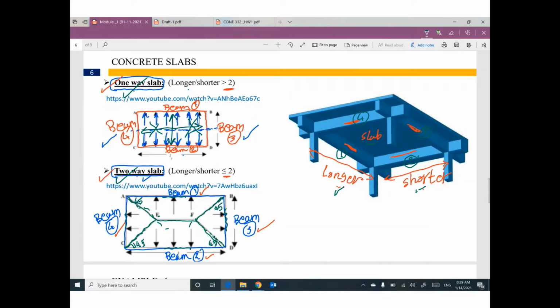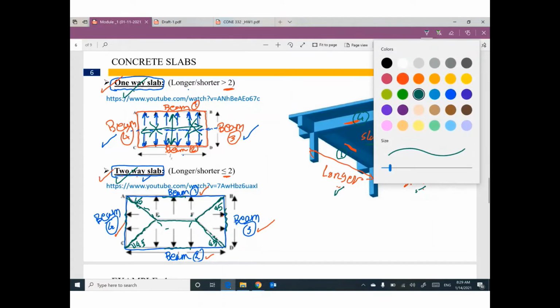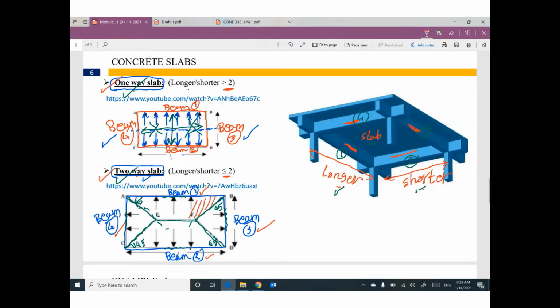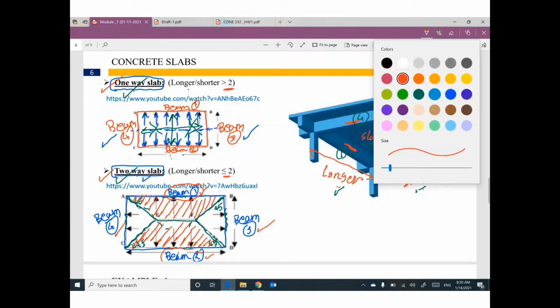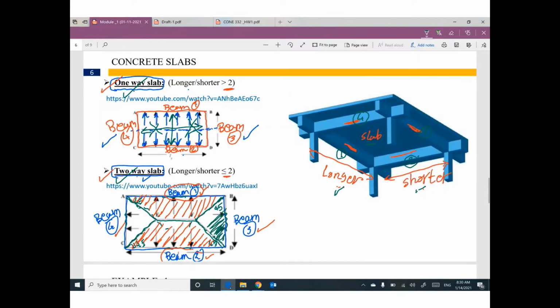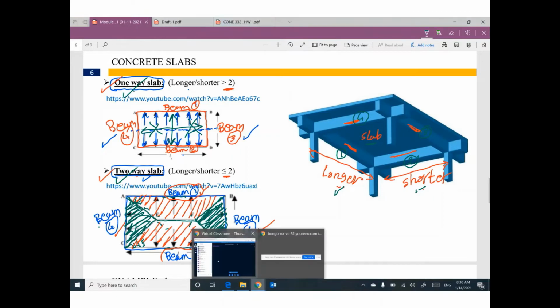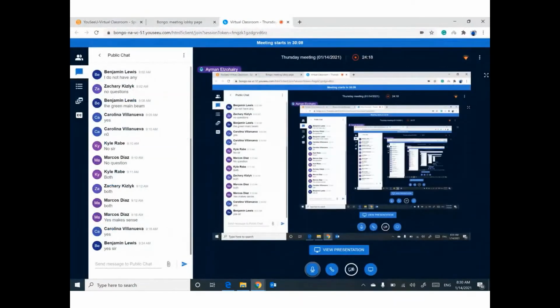Once you draw this envelope, we can say, hey, this part of the slab will be supported by beam number 1. This part of the slab will be supported by beam number 2. This part of the slab will be supported by beam number 3. This part of the slab will be supported by beam number 4. Does that make sense? I think that's fine.